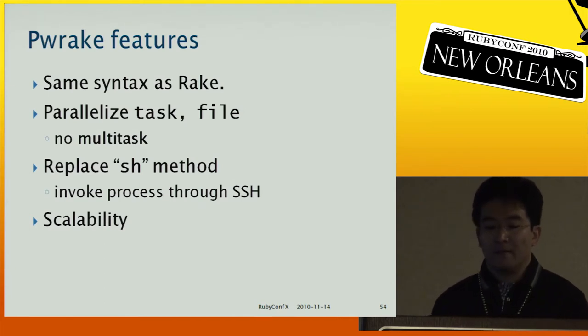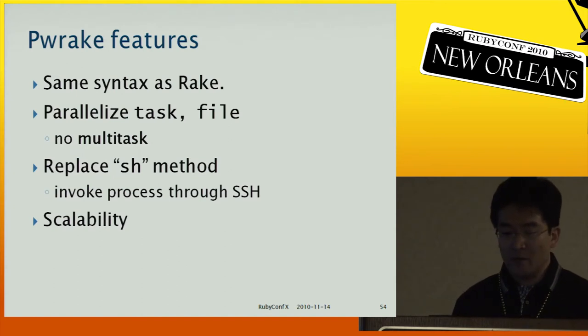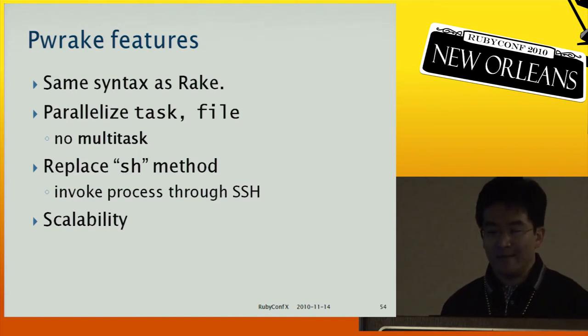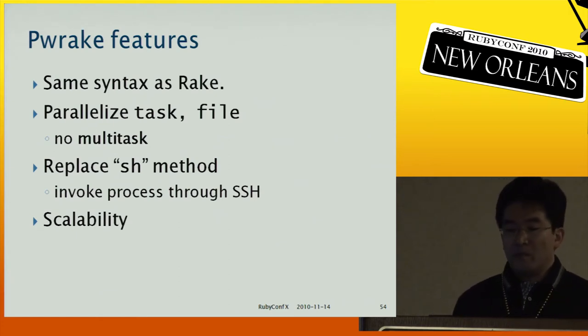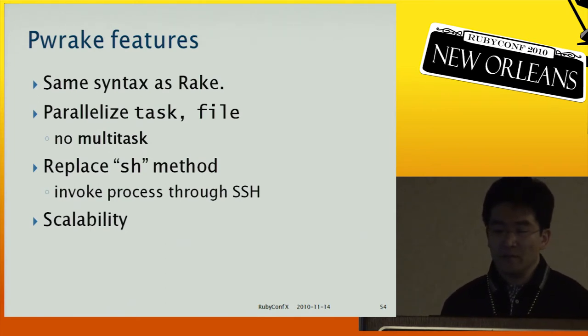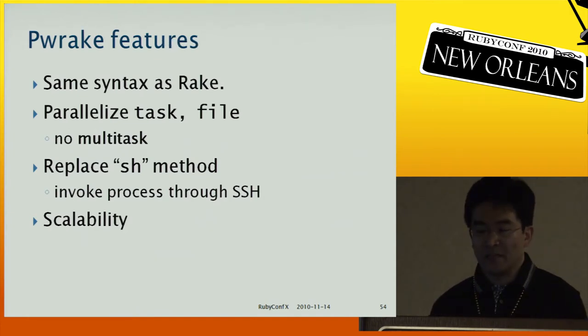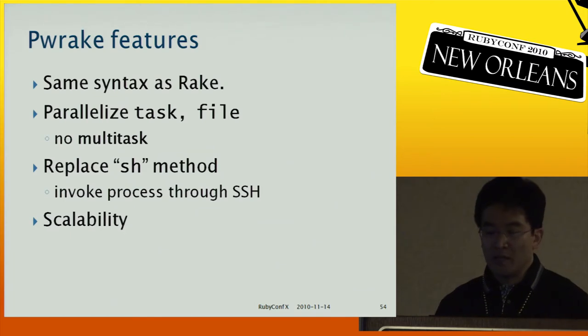The second one is that Pwrake parallelizes all the Rake tasks defined by the task or file method. This feature is the same as DRake. The third one is that Pwrake replaces the sh shell method to invoke remote processes via SSH. The final one is scalability.